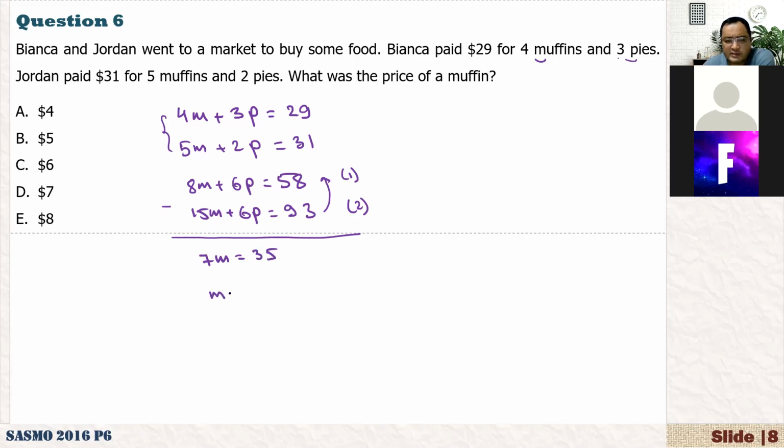So from here, what is m? M equals 5. Okay, the price of one muffin is $5.